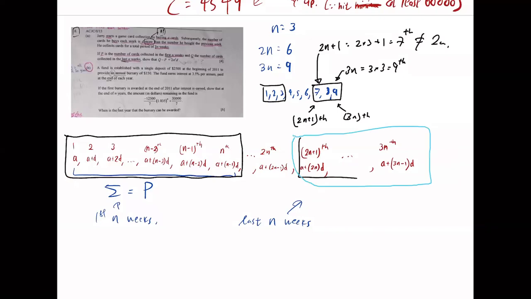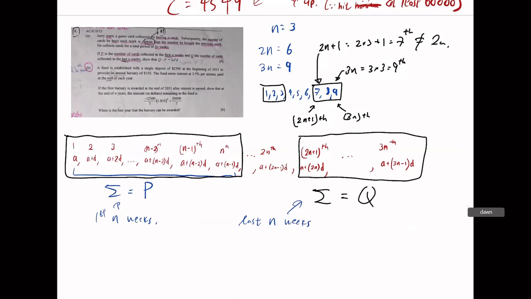It's the last n terms, starting from the 2n plus 1 term. So that's your last n, and the summation is equal to Q. That's what they mean. Is it clear? So what else do they tell you? They tell you to show that Q minus P equals n squared d. How?